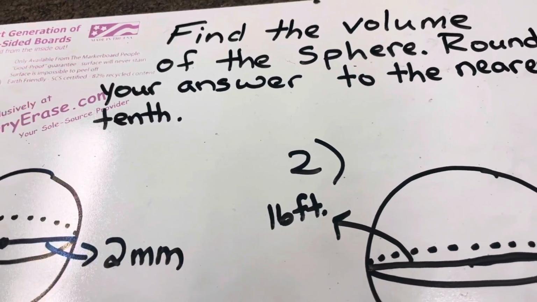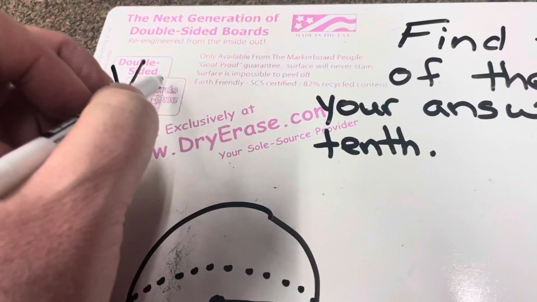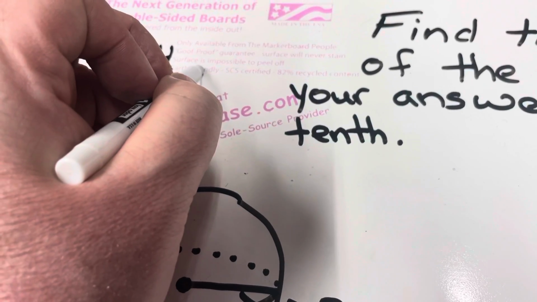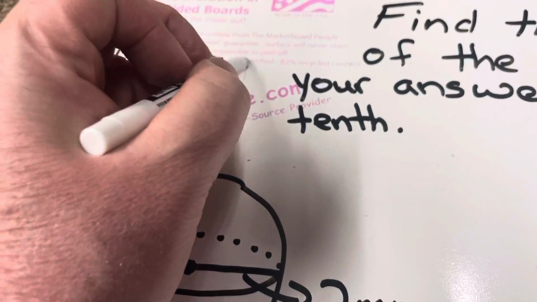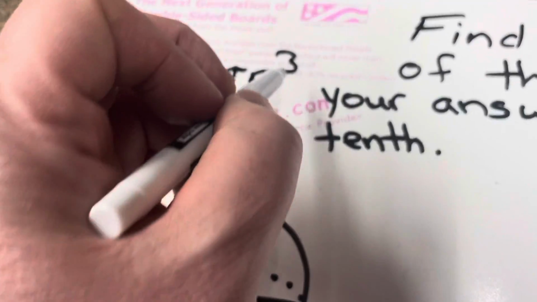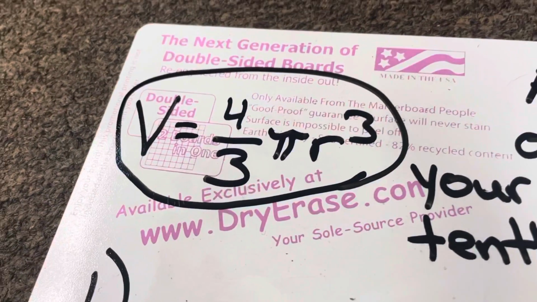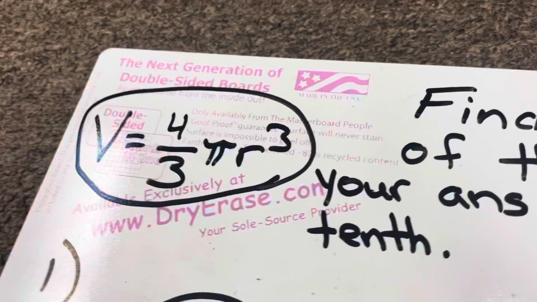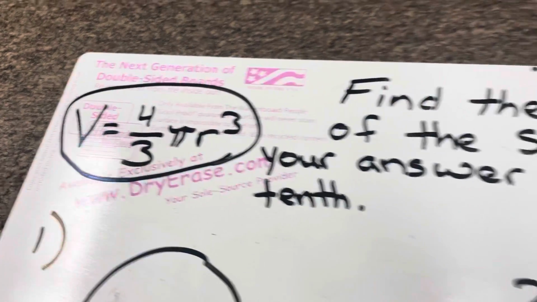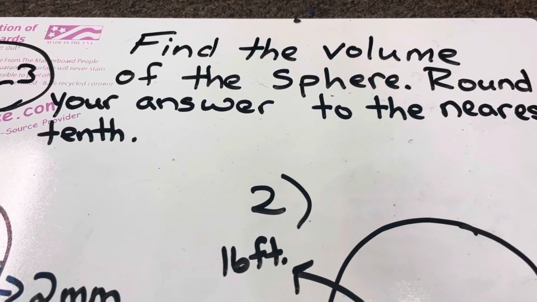Now, the first thing we need to make sure you know is what the formula is for volume of a sphere. Volume equals 4 over 3 pi times radius cubed. That's the formula that we're going to be utilizing today. We're also going to be bringing in some previous formulas when we do some composite figures, but this is going to be our core focus here, finding the volume of spheres. So, find the volume of the sphere, round your answer to the nearest tenth.